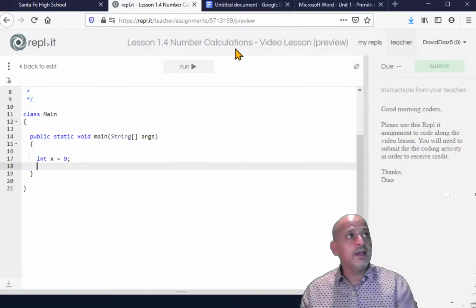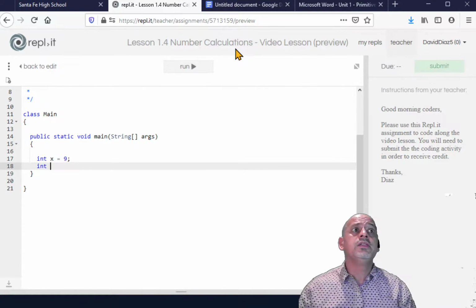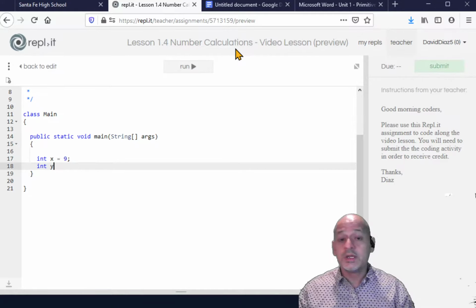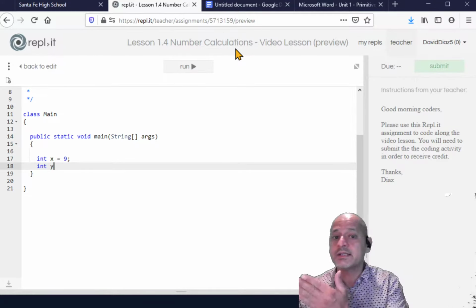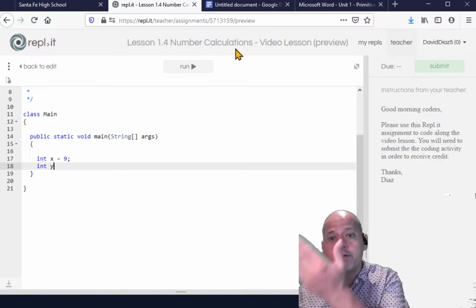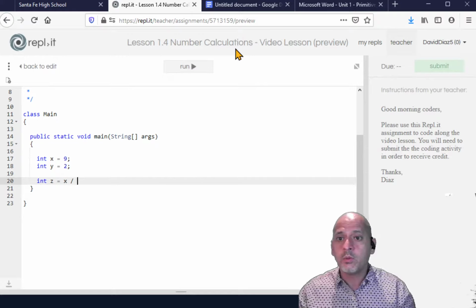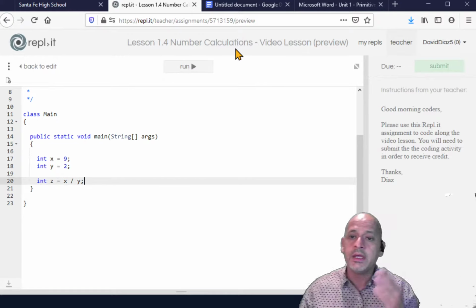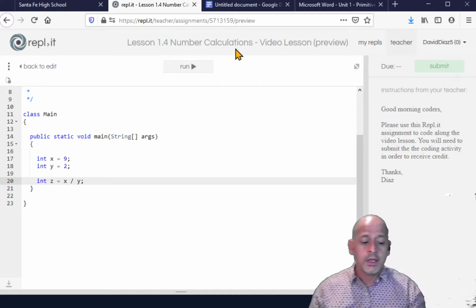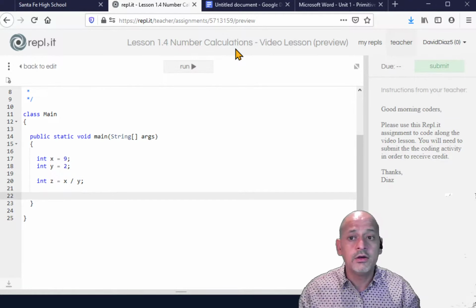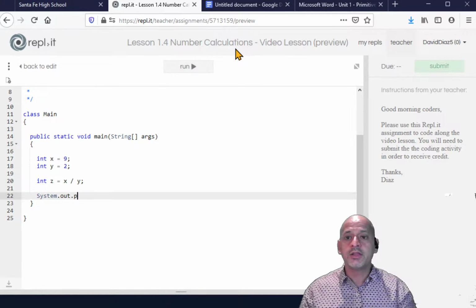When we are dividing, let's say we have an integer y, because we need a different name. If we use x, we're going to overwrite what we had before. So y equals 2. Now, what happens if I divide? Let's say int z is equal to x divided by y, which in this case is 9 divided by 2. Let's print out the value of z with System.out.println(z).